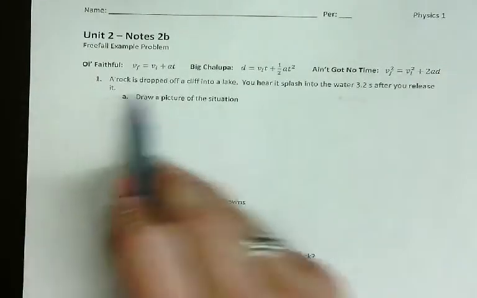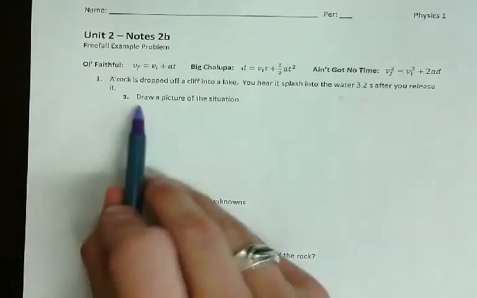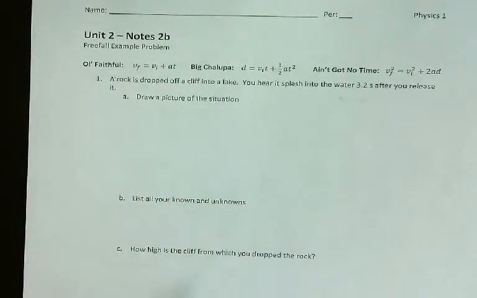A rock is dropped off a cliff into a lake. You hear it splash into the water 3.2 seconds after you release it. Draw a picture. List knowns and unknowns. How high is the cliff? How fast is it going before it hits the water?